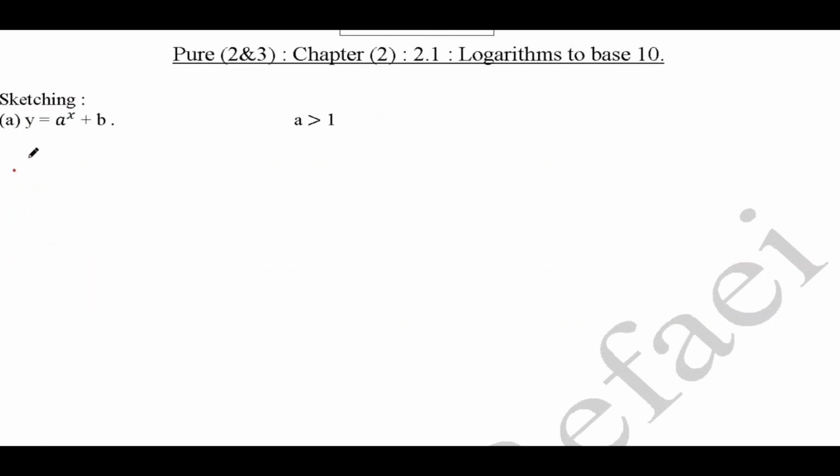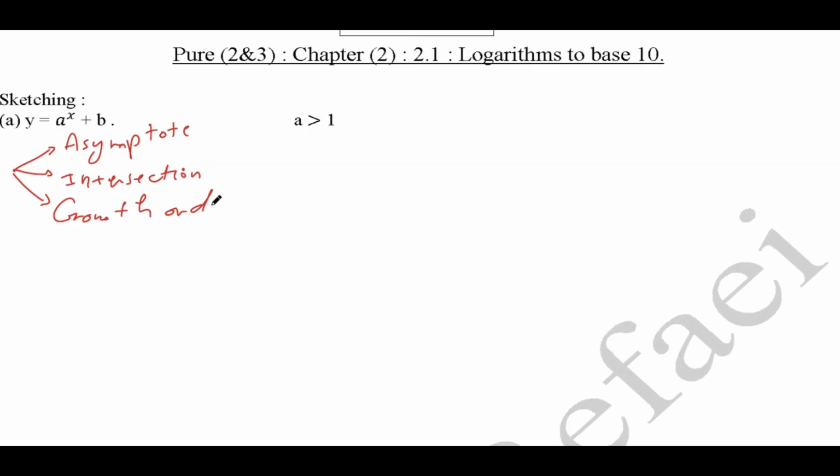Now, when I'm going to sketch an exponential function, I'm going to discuss three major points. I think you have a good background about the asymptote line, and you already drew an exponential function at O level. The first is the asymptote line, the second is the intersection point, and third, we're going to talk about the graph. Is it growth or decay? Let's start with the asymptote.